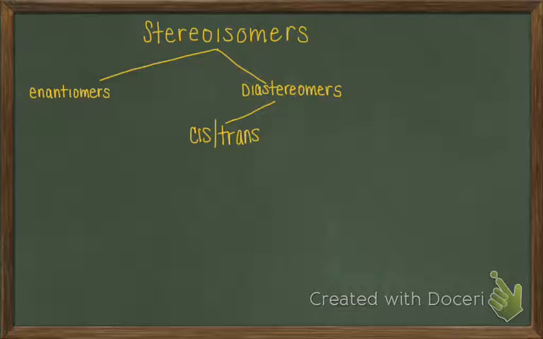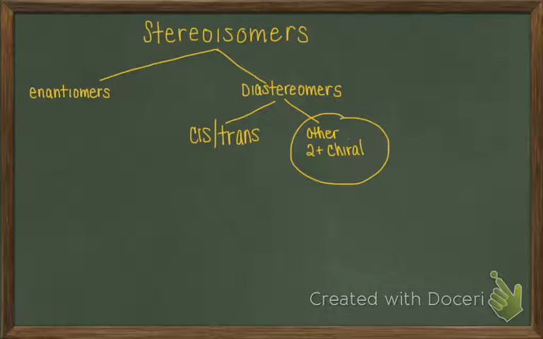So they're considered diastereomers. The other one is what we're going to be talking about today, and it's really anything other than a cis-trans that has chiral centers, specifically two or more chiral centers. So what we're going to talk about today are the types that fall under that category. So we're going to be looking at diastereomers that have two or more chiral centers but are not enantiomers of each other. And so we're going to look at some terms that go along with that and some structures that fall under that category.